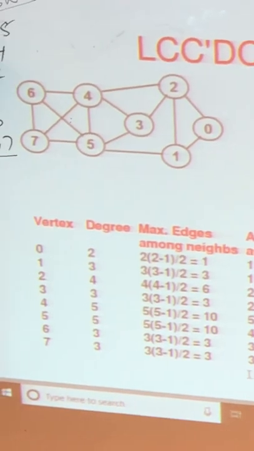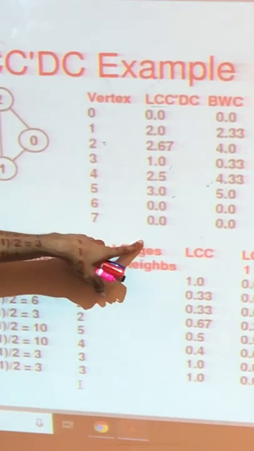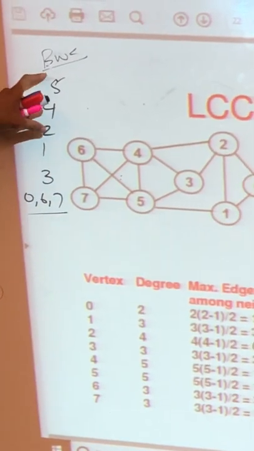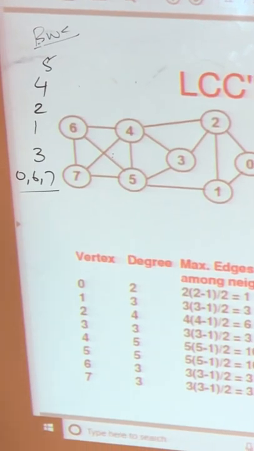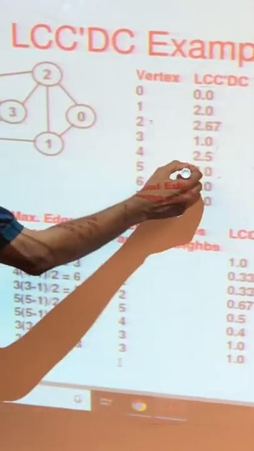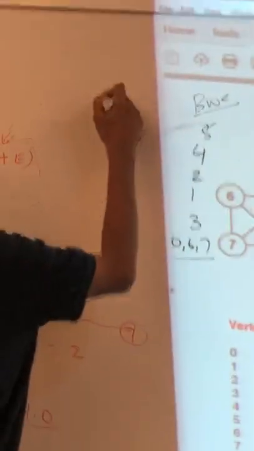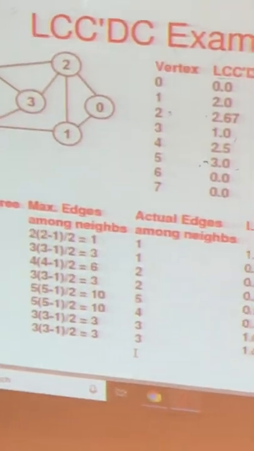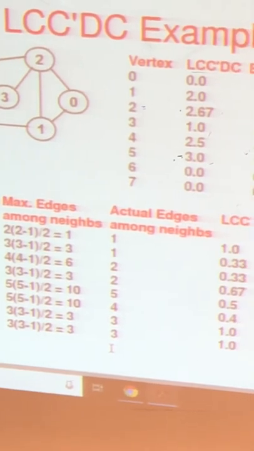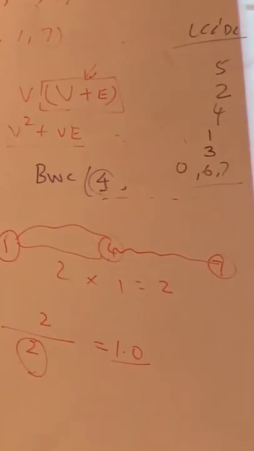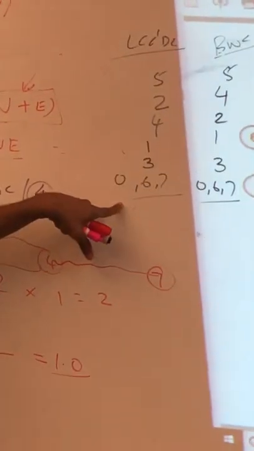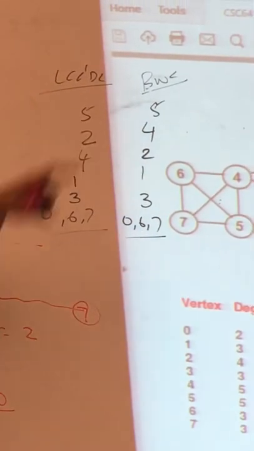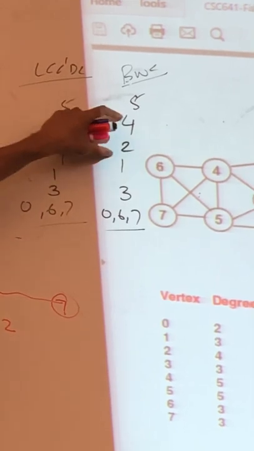If you find the values for LCC'DC and rank the vertices, that ranking is going to be almost the same as the ranking of the vertices based on betweenness centrality. If you look at the numbers again here, 5 has the largest value for this metric. The next largest value is 2, then you have 4, then 1, then 3, and then 0, 6, and 7. So it's almost the same, not always the same. This is the ranking of the vertices based on LCC'DC, and it is very similar to the ranking based on betweenness centrality. The only difference is here, 2 and 4 and 4 and 2.